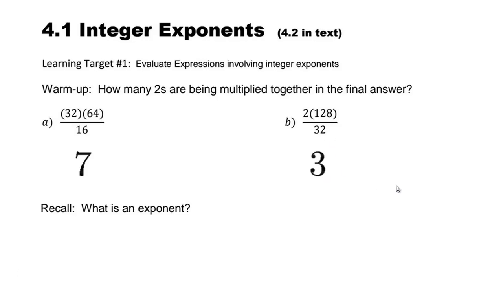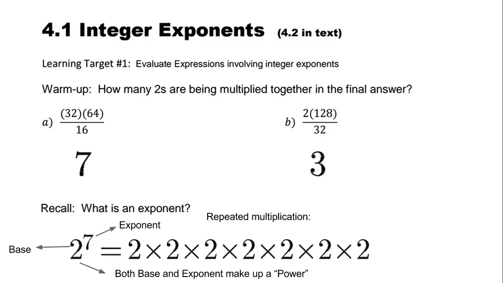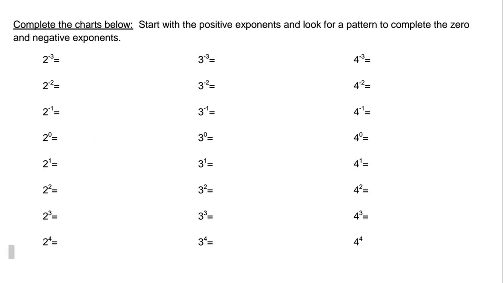And so I want to recall what is an exponent. It's maybe been a while since we've talked about what an actual exponent is. And so remember that it's actually repeated multiplication. So when you say 2 to the power 7 or 2 to the power 3, that's 2 times 2 times 2, 7 times. The 2 is referred to as the base, the 7 is referred to as the exponent, and the entire thing, both base and the exponent together, make up a power.